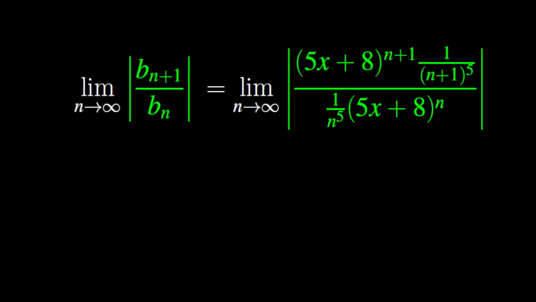Now, we have to compute the limit of ratios. It comes that, the limit as n goes to infinity of b_(n+1) over b_n is equal to the limit as n goes to infinity of (5x + 8) to the power n plus 1 times the fraction 1 over (n + 1) to the power 5, over 1 over n to the power 5 times (5x + 8) to the power n.